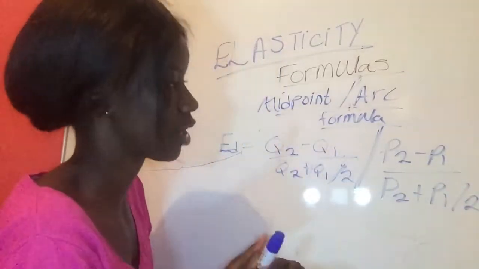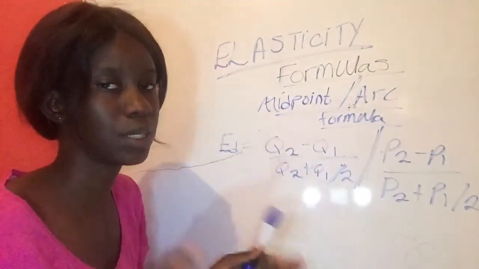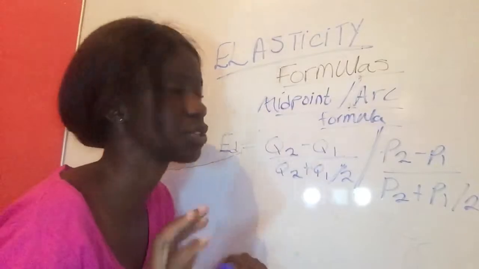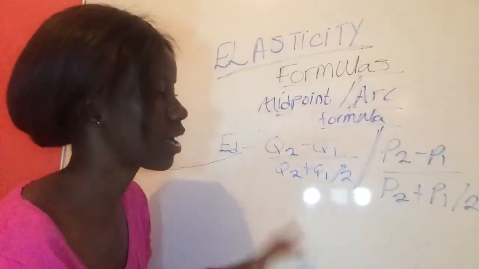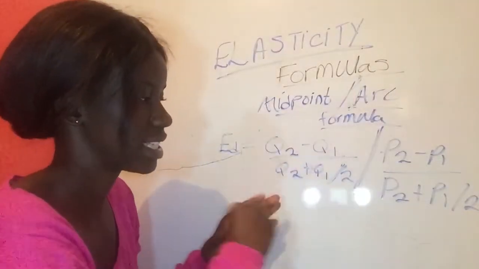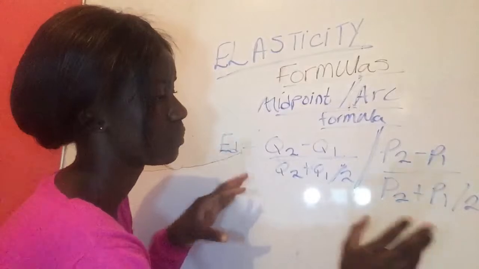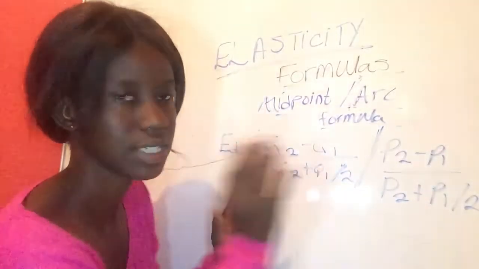Then you can also multiply your final answer by 100, but that's completely optional. When you multiply it by 100, you're simply taking it into percentage form, while when you leave it as it is, you're just leaving it as a number. So that's really optional. You can multiply the final answer by 100, or if you want, you just leave it like that.